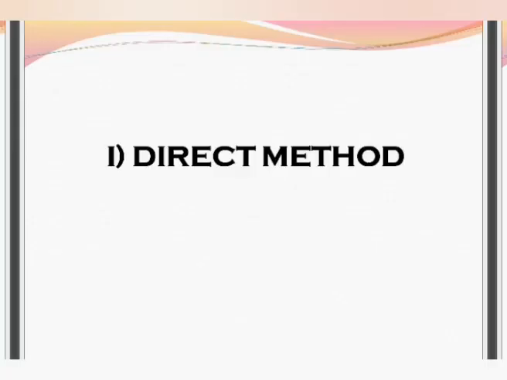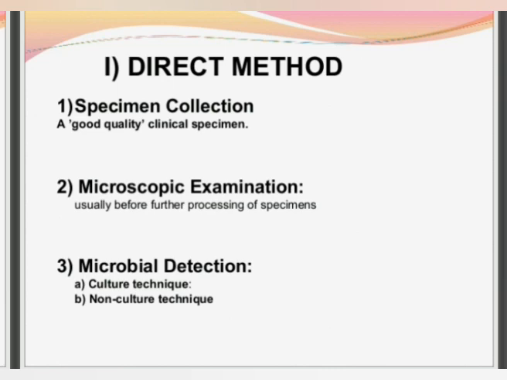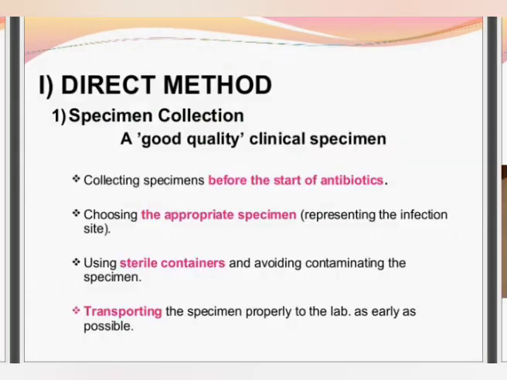Direct methods are specimen collection, microscopic examination, and microbial detection. In specimen collection, a good quality clinical specimen is needed, and second is microscopic examination, usually before further processing of specimens. Microbial detection has culture technique and non-culture technique. Direct method specimen collection: a good quality clinical specimen, collecting the specimen before the start of antibiotics, choosing the appropriate specimen representing the infection site, using sterile containers, and transporting the specimen to the lab.